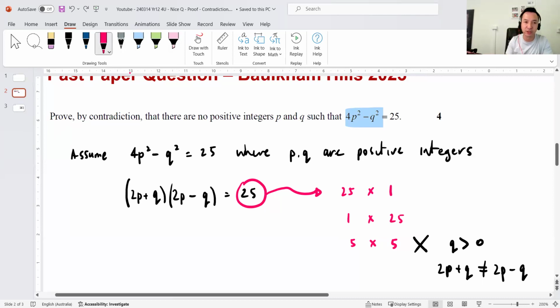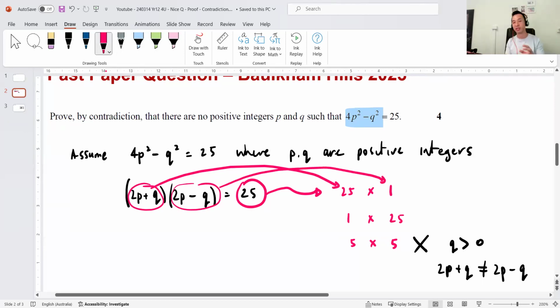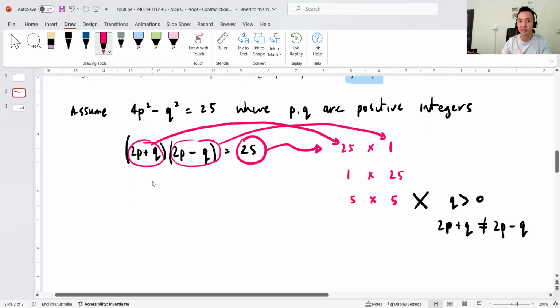Now, the way we're going to do it then is, because there's a plus and a minus, we're going to let this one be the plus case and this one be the minus case. So 2p plus q is bigger than 2p minus q because q and p are positive integers. Does that make sense so far? So 2p plus q has to equal 25 and 2p minus q has to equal 1. And hopefully when we equate it, we then get a contradiction.